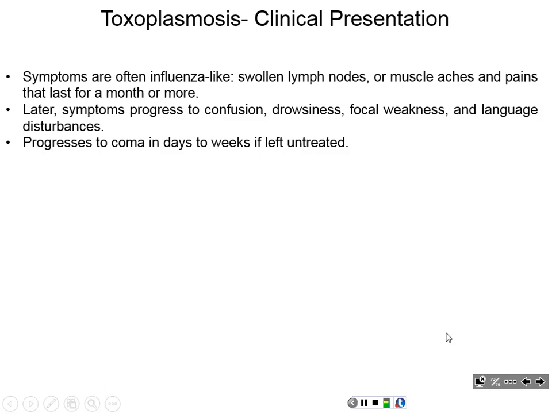Clinical presentation. It's usually influenza-like, swollen lymph nodes, muscle aches, pains lasting for a month or more. It is a CNS infection, so they're going to have CNS symptoms. Later, these symptoms progress to confusion, drowsiness, focal weaknesses, and disturbances that are indicative of a basal ganglia involvement. And this can progress to coma in days to weeks if it's left untreated.